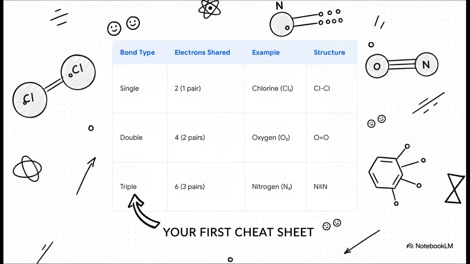And this sharing thing can happen at different levels. Atoms can share 1 pair of electrons, making a single bond, just like we saw with chlorine, or they can share 2 pairs to make a double bond, which is what oxygen does. And some, like nitrogen, go all out and share 3 pairs, forming a super strong triple bond. Honestly, you should think of this slide as your first little cheat sheet for the chapter.